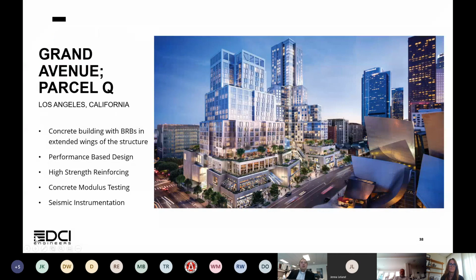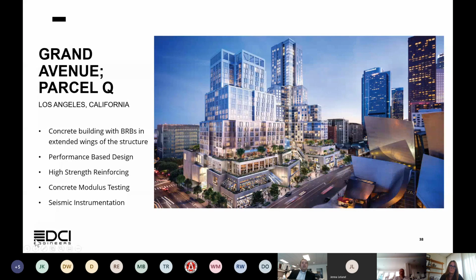Another really unique project that we have going on is this Grand Avenue Parcel Q in Los Angeles. These are two concrete framed buildings with a central core. And as the building goes up, it tapers to a typical floor plate. However, there are large extending wings as you go down the building. So in these wings, we had to utilize additional wing concrete walls and those BRB frames, which I mentioned.